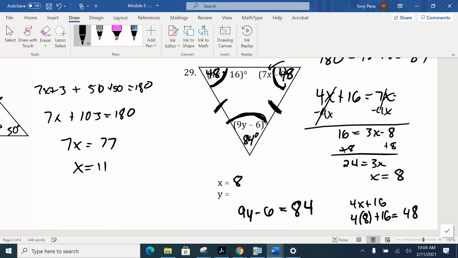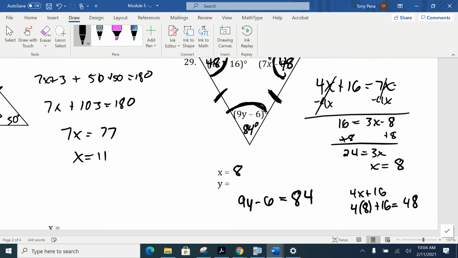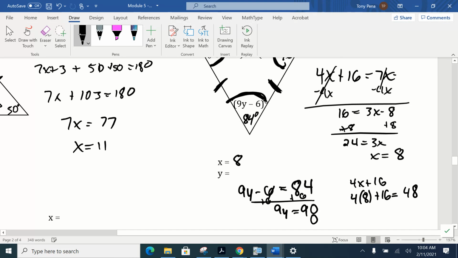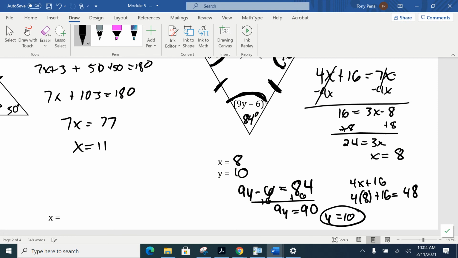Or, wait, why did I write 84? Yeah, 84. Because doesn't this angle equal 84? And isn't the expression 9y minus 6? So doesn't 9y minus 6 have to equal 84? Our final equation. So 9y equals 90. Divide by 9. And y is 10. And that's some good, solid math right there. All right, that's a lot of stuff going on to get through that problem.